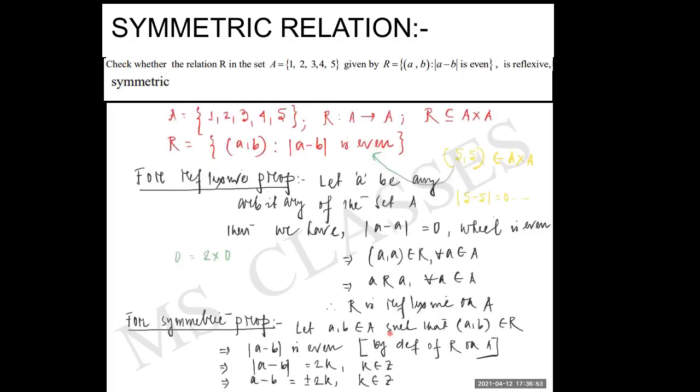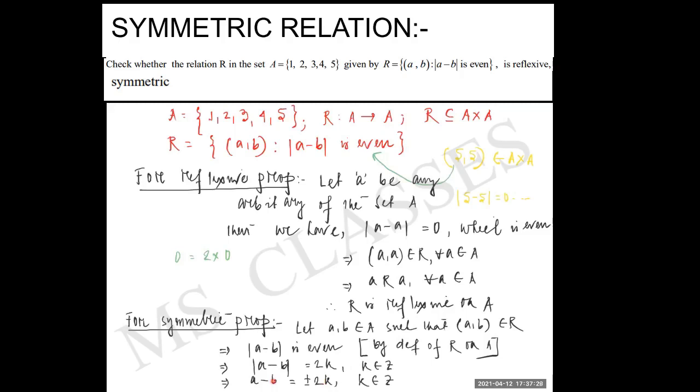So see from the beginning again, children. At first, you take two elements in the set A such that a comma b belongs to R. So mod of a minus b is what? Even, by definition of R on A. So mod of a minus b is 2k. Why? Because an even number means 2 into something. Now k belongs to Z. Now a minus b is plus or minus 2k.